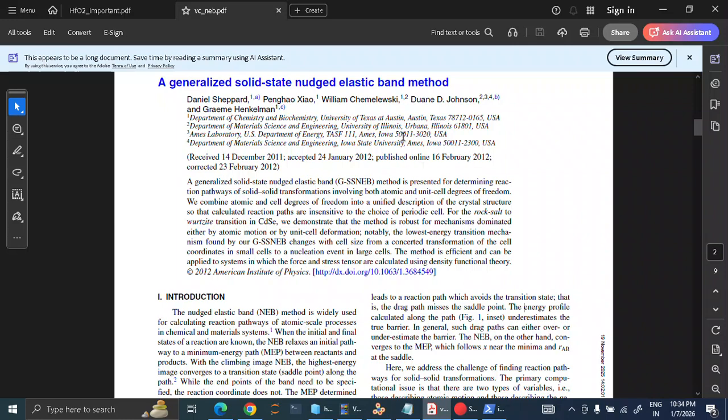To understand the theory, I prefer this paper. You can just go through this paper to understand the basic theory. We all DFT users know that NEB finds the minimum energy path between two structures while keeping the cell fixed. But VC-NEB extends this idea by allowing both atomic positions and lattice vectors to evolve.